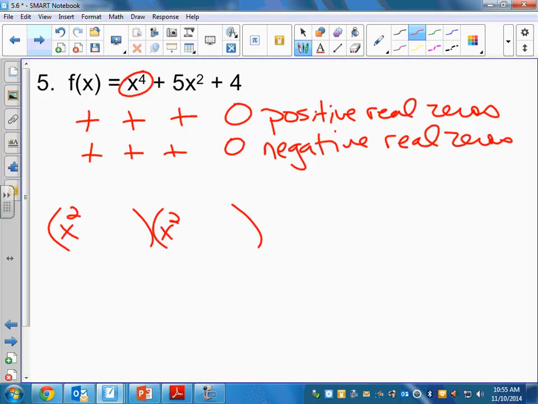And then I do the same normal factoring. What multiplies to give me 4 that adds to give me 5? Can I now solve both of those? Yes, I can say x squared equals negative 4, x equals plus or minus 2i. We don't have to have the x in the middle form.